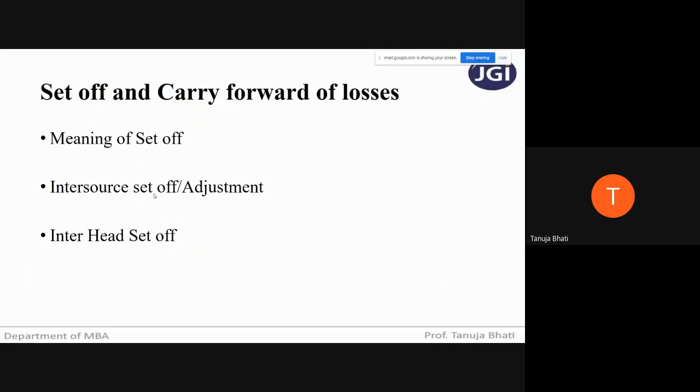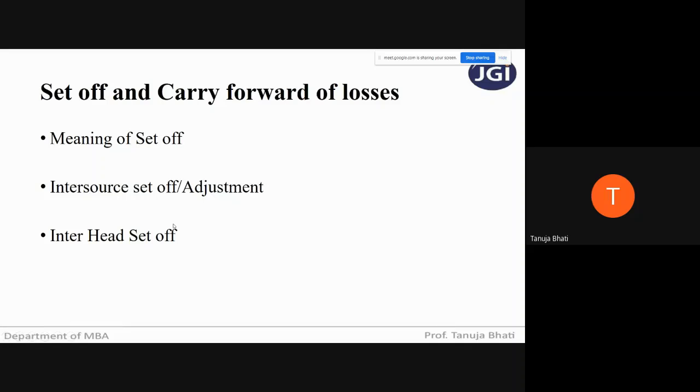It cannot be set off against gains of non-speculative business. Though speculative and non-speculative business fall under the same head of income. Which is the same head of income? Income from the head profits and gains from business or profession. But this is an impermissible inter-source set off.